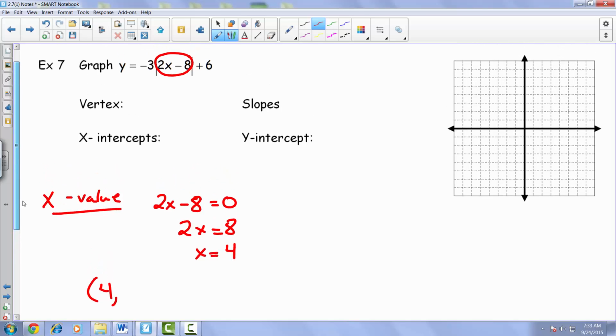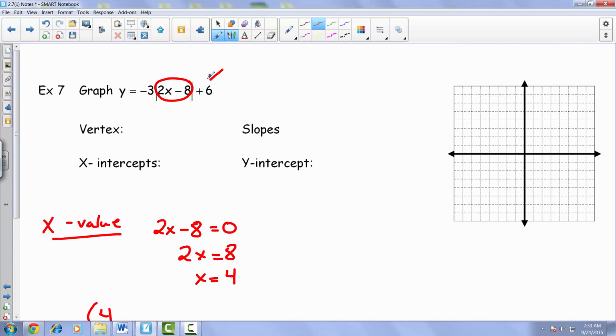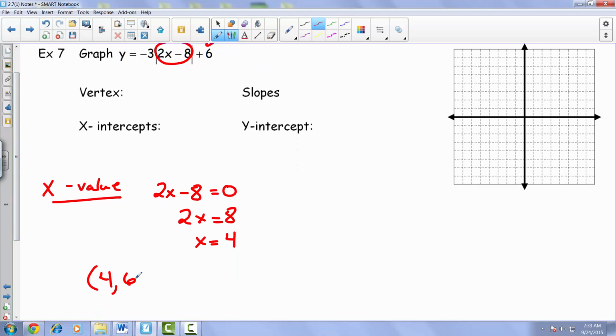Now, the y value is much nicer. You literally just take this guy just as he is still. So it looks like then our vertex is happening at 4, 6.